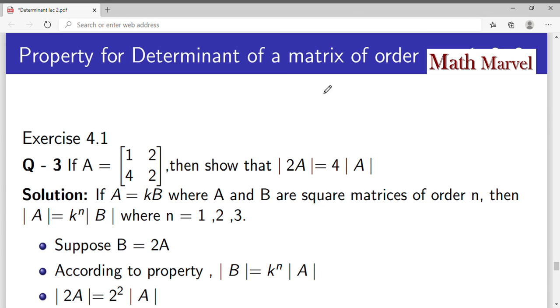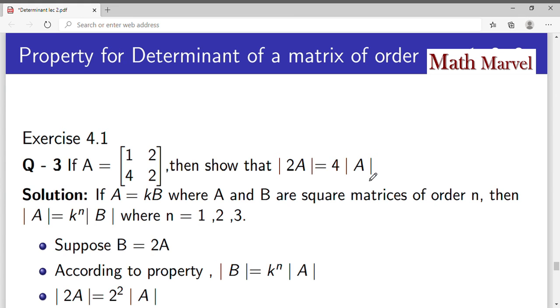Either you can apply the property, or in the second method, you have to find the left hand side and the right hand side and compare the answers. In the second method, first of all, find 2A, meaning multiply the A matrix by 2. Then, whatever matrix we have, find the determinant. This is my left hand side.